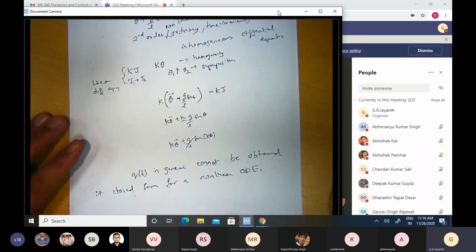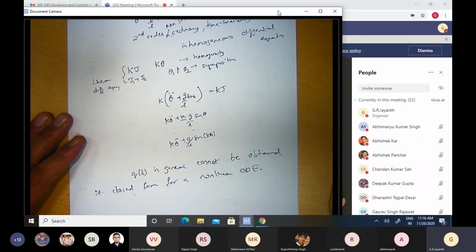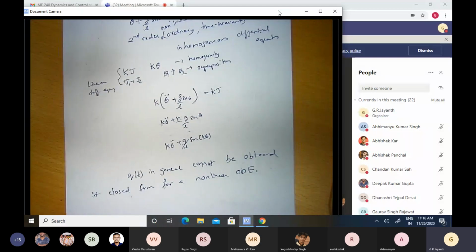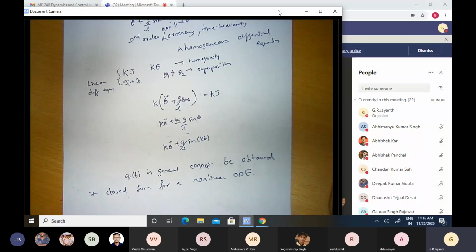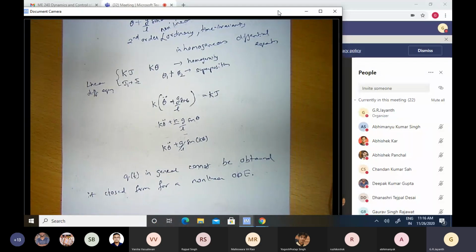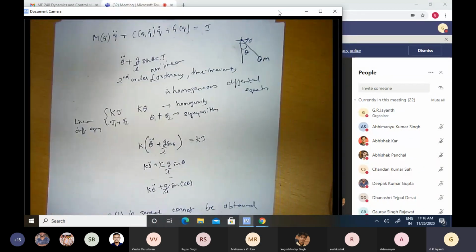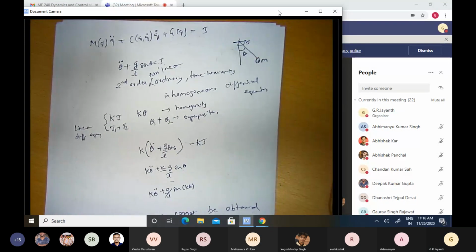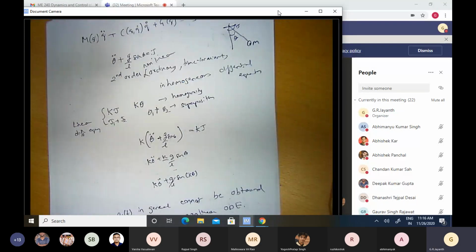Okay, so therefore we are in a soup. The only way forward is to come up with numerical solutions to this differential equation, to this particular differential equation. Okay, any questions so far?